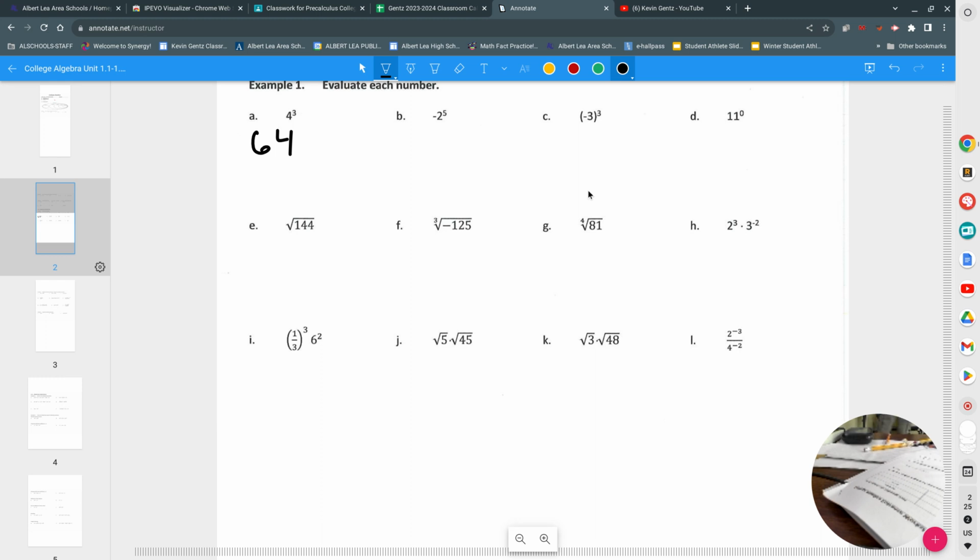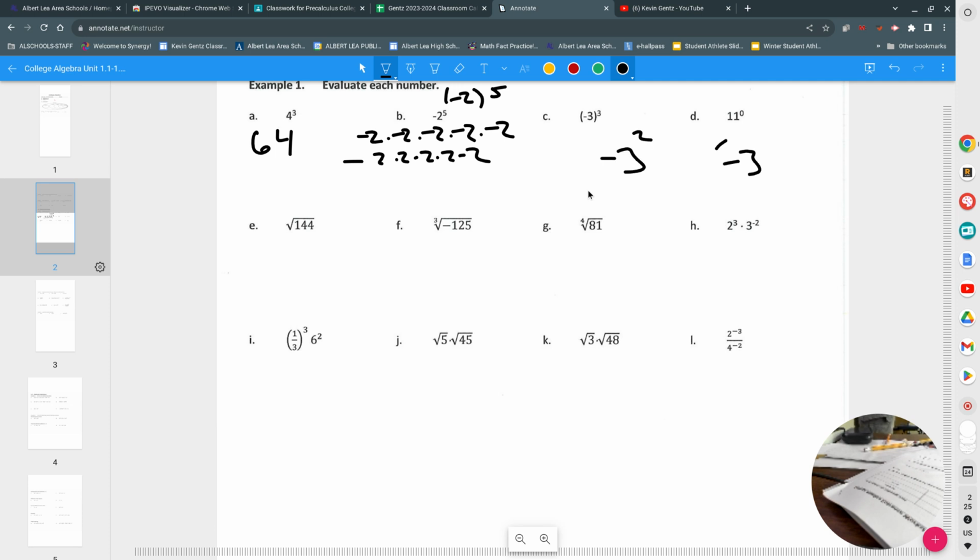This is negative 2 to the fifth power. Does that mean it's negative 2 times negative 2 times negative 2 times negative 2 times negative 2? Or is it negative 2 times 2 times 2 times 2 times 2? Which is it, the top or the bottom? It's definitely the bottom. If it was the top, it would have to be negative 2 quantity to the fifth power. There's a difference.